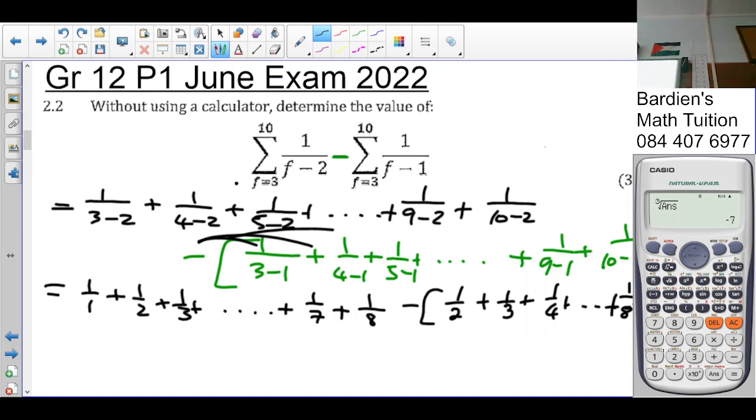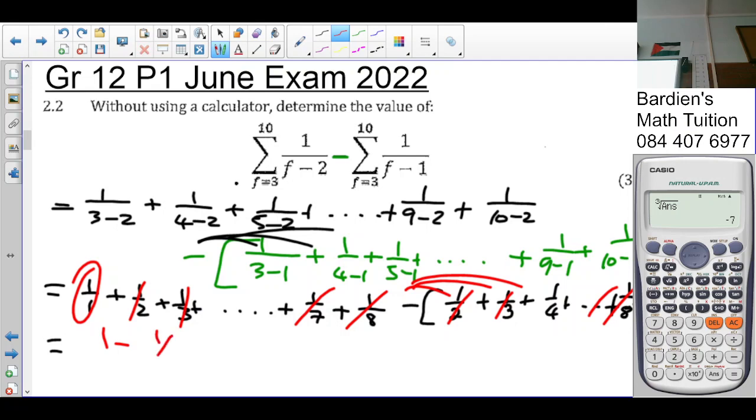Okay. So what happens now is I just cancel where I can. So 1 can't cancel with anything, so that remains. A half minus a half, once I multiply that out, it cancels. The third minus the third, and everything between that will cancel to an extent. However, 1 over 9 doesn't cancel with anything on that side, so 1 over 9 will stand. 1 over 8 cancels 1 over 8. The one prior to that is 1 over 7, and so on. So what are we left with standing? We're left with 1 over 1, which is 1, minus 1 over 9. So the answer is 8 over 9.